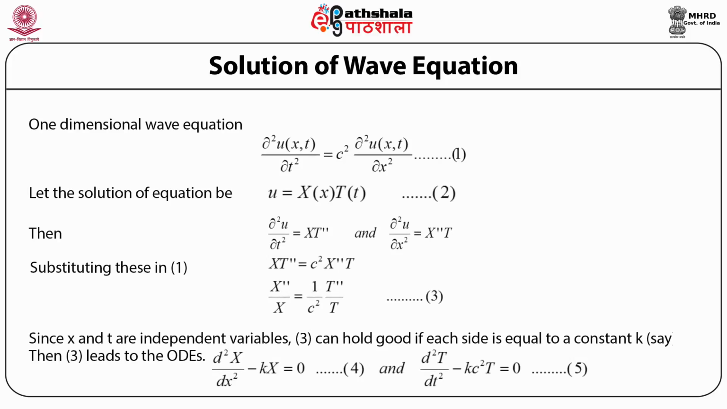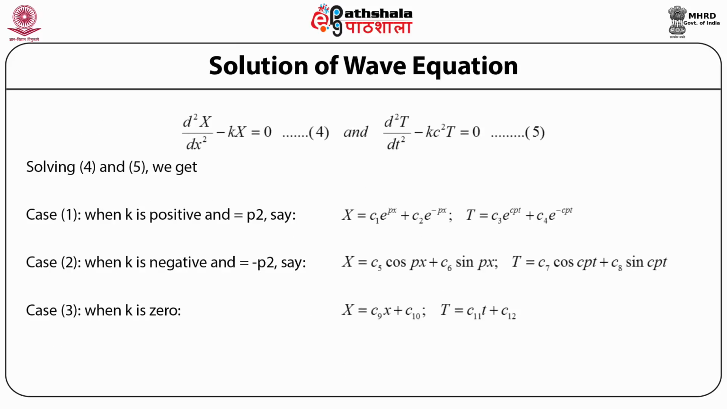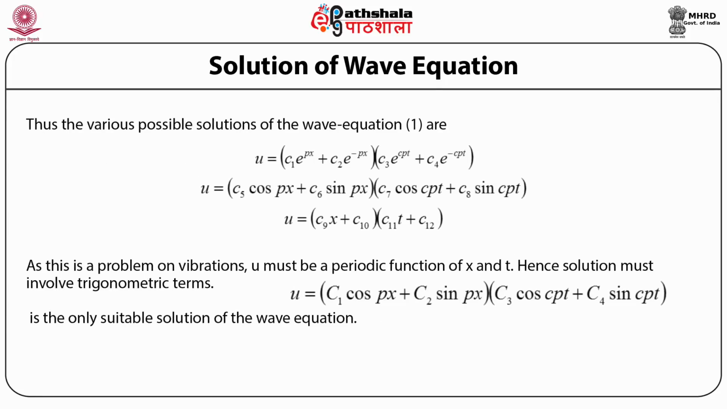We can just follow the same procedures which we have done before, step by step, and come down to equations 4 and 5. So once we put in the different cases of k, positive, negative and 0, we are going to have the following solutions for u. The final slide for the solution gives just the product of X and T as seen in the previous one, and this is the final solution for u for different cases of p.